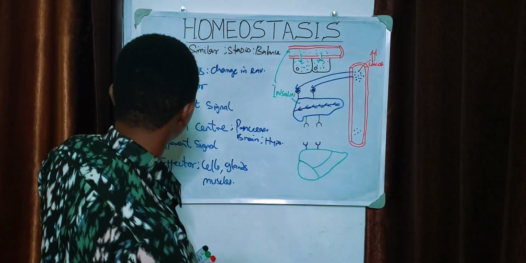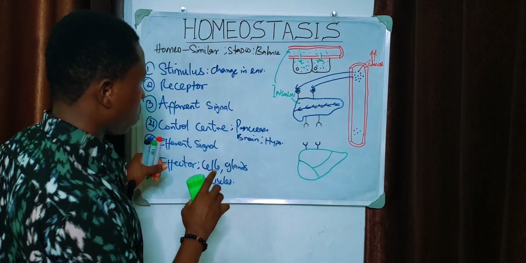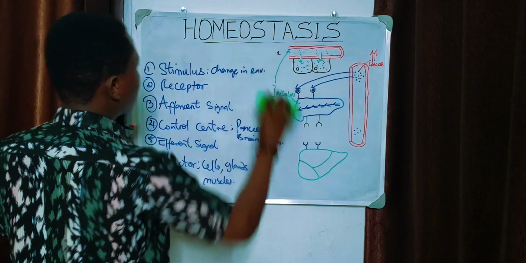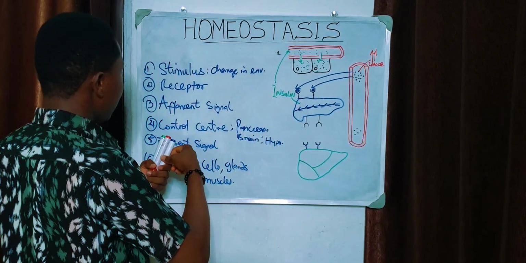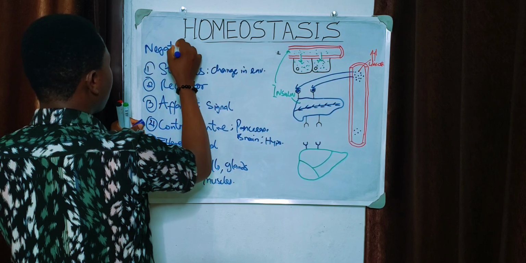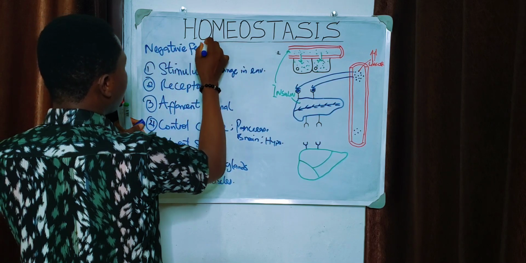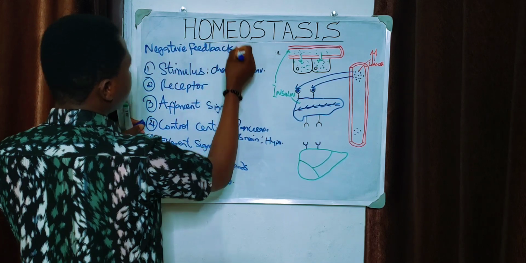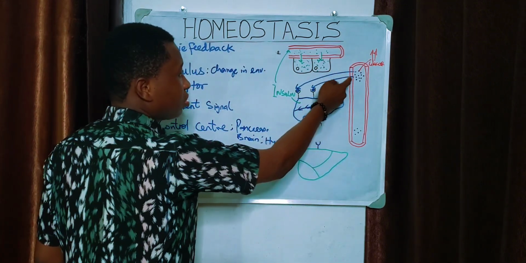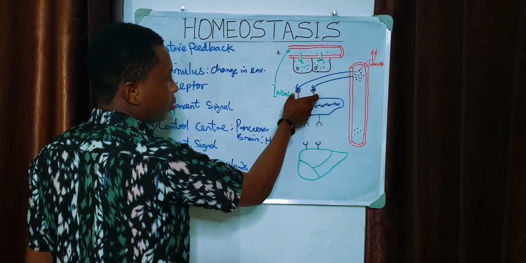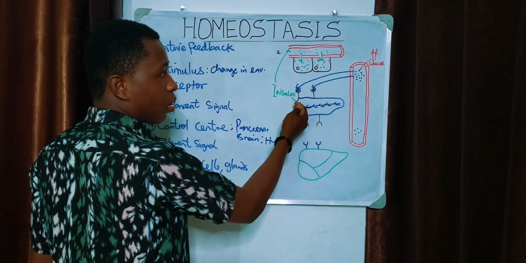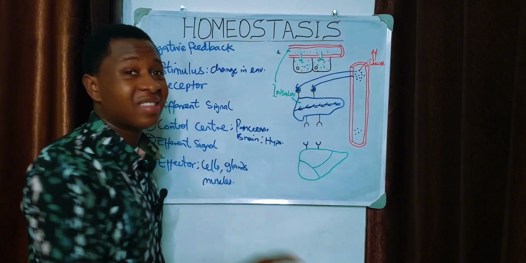All right. So let's just put that down here. That is what we call a negative feedback. A negative feedback. All right. So the stimulus gets to the receptors. It is taken to the control center, which releases a hormone that goes to balance things up.